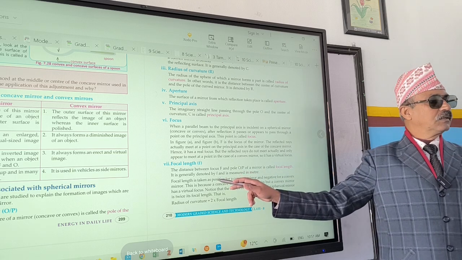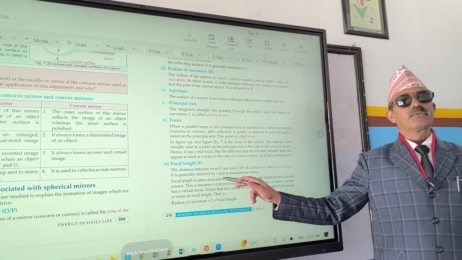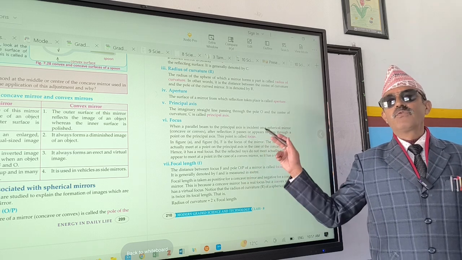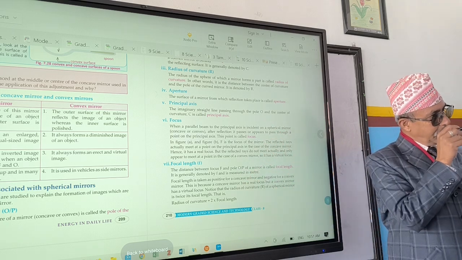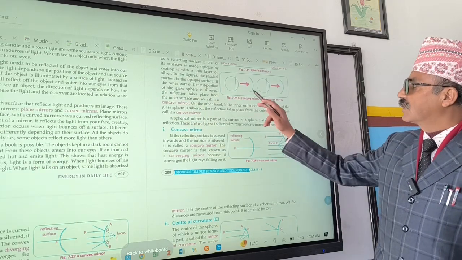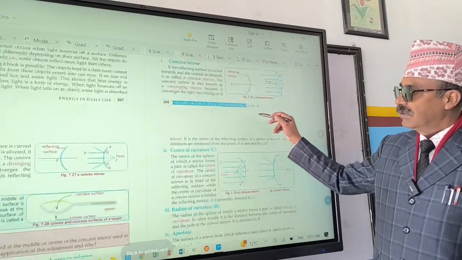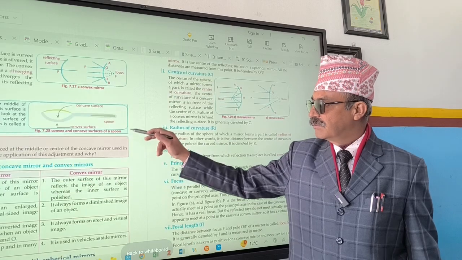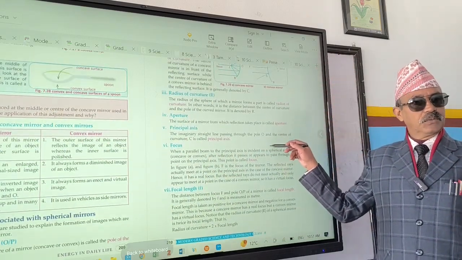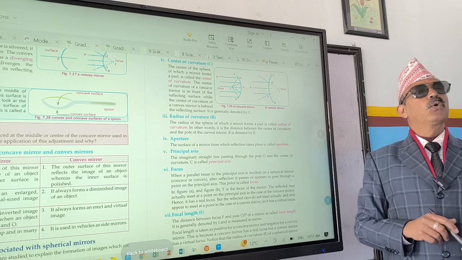How do you denote it? Small f. Capital F is focus, small f is focal length. Is it okay? Yes. So, what did you discuss today? Convex mirror, concave mirror. Then the differences between convex mirror and concave mirror in some terms. Yes or no? Right? Okay, now questions.